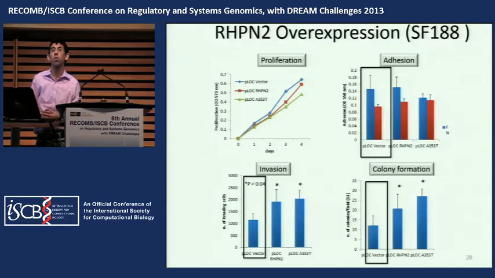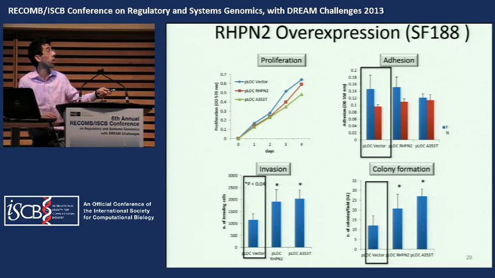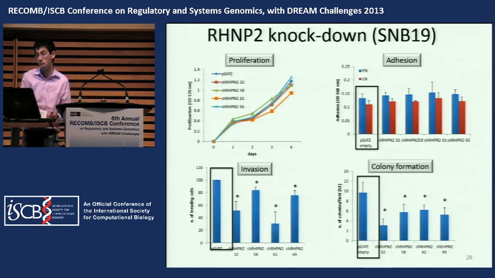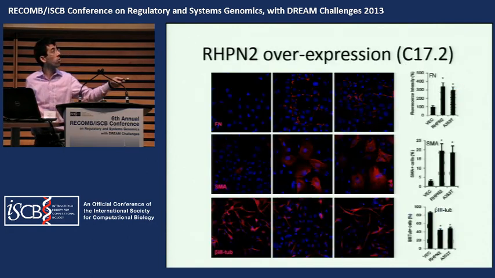Then we went to our biological collaborators, and we asked them to overexpress RHPN2 in a cell line that expresses it at a low level. Proliferation didn't change, but what changed is invasion and colony formation. They both went up in a significant manner. Similarly, when we knocked down RHPN2, we saw a decrease in invasion and colony formation, no change in other phenotypes or assays.